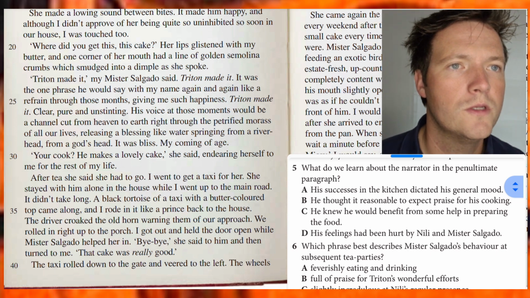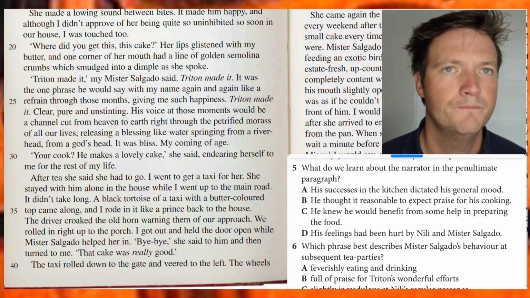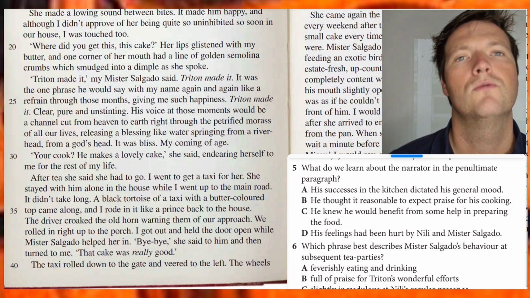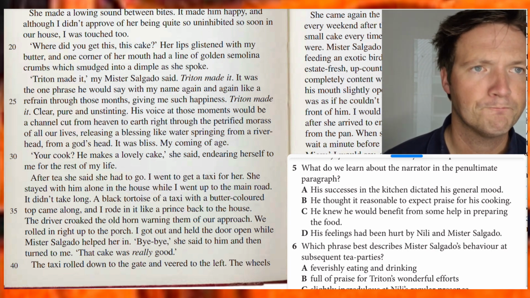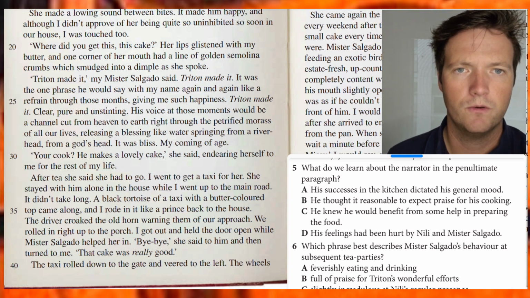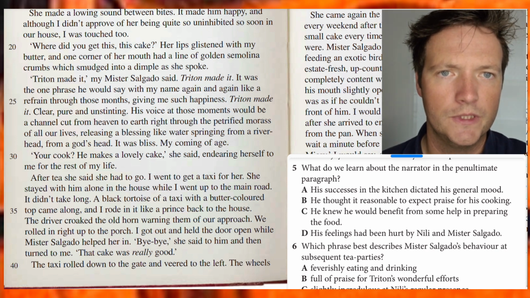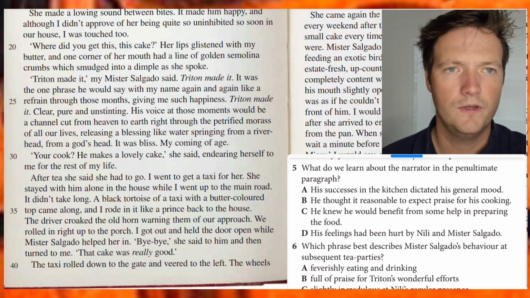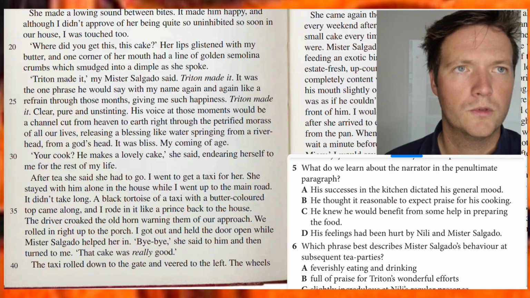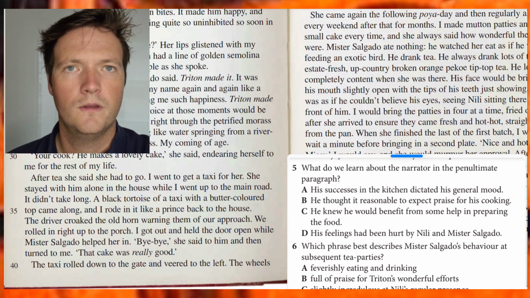So it says, what do we learn about the narrator in the penultimate paragraph? Right, okay. So we're just going to start here in line 40. The taxi rolled down to the gate and veered to the left. Okay, we're going to have to move over here, I think.